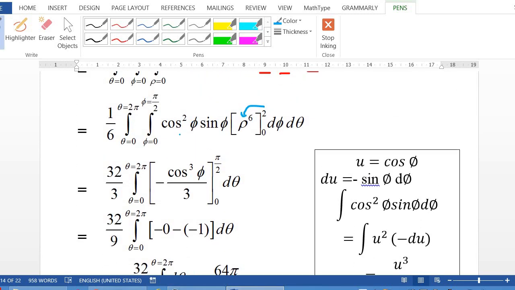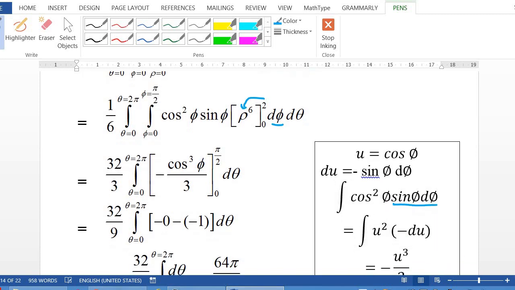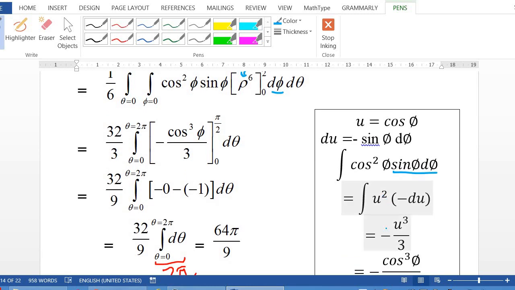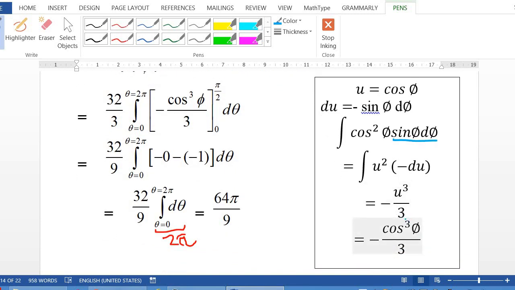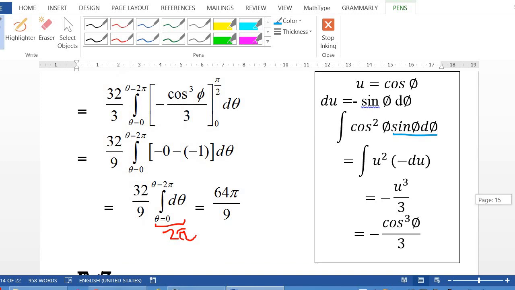To integrate cos squared phi sin phi d phi, we use substitution where u is cos phi. So you find du d phi will be negative sin phi. So du is negative sin phi d phi. So cos squared phi becomes u squared, where sin phi d phi becomes negative du. So you integrate negative u squared, you get negative u power 3 over 3. Substitute back, your u is cos phi, so cos power 3 phi over 3 here.